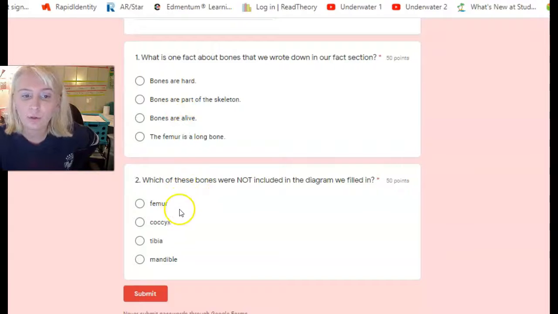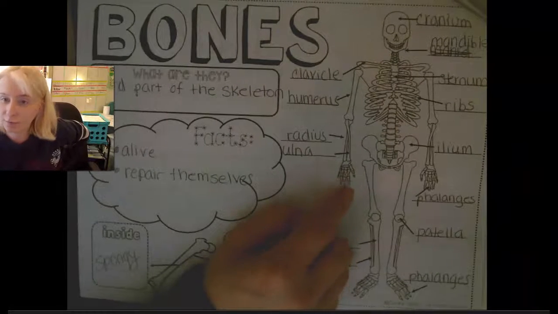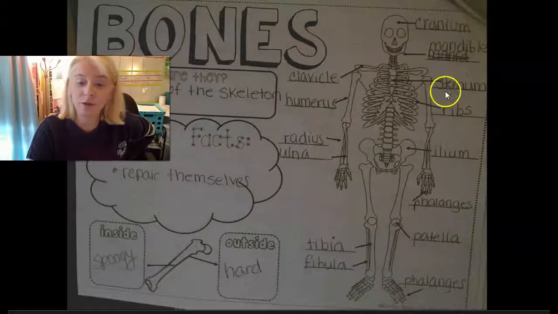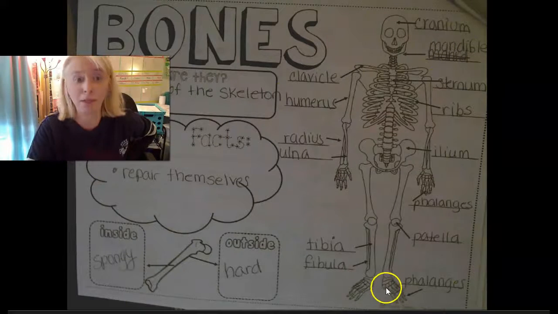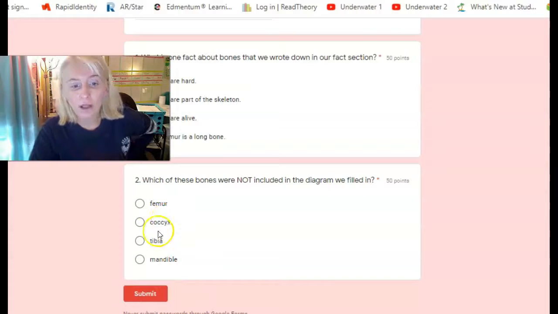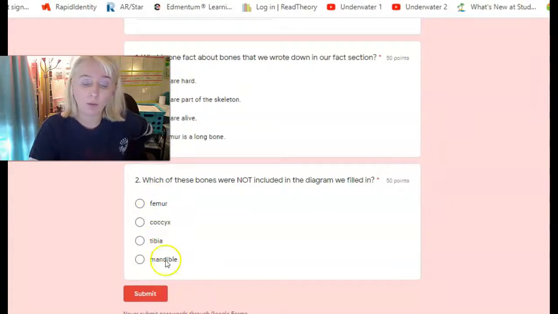And then number 2, which of these bones were not included in the diagram we filled in? So this would be the diagram here, and we filled in 14 of our different bones out of the many, many, many we have. And on this list, one of them we did not write down. Which one did we not write down?